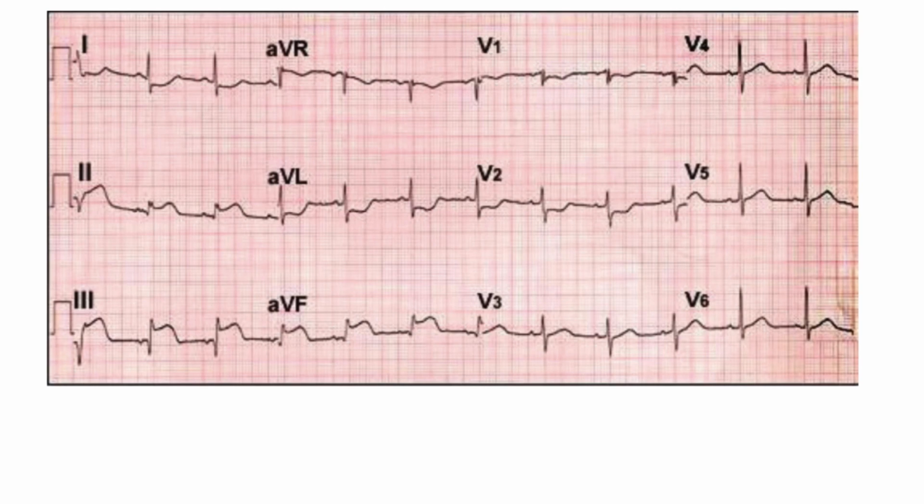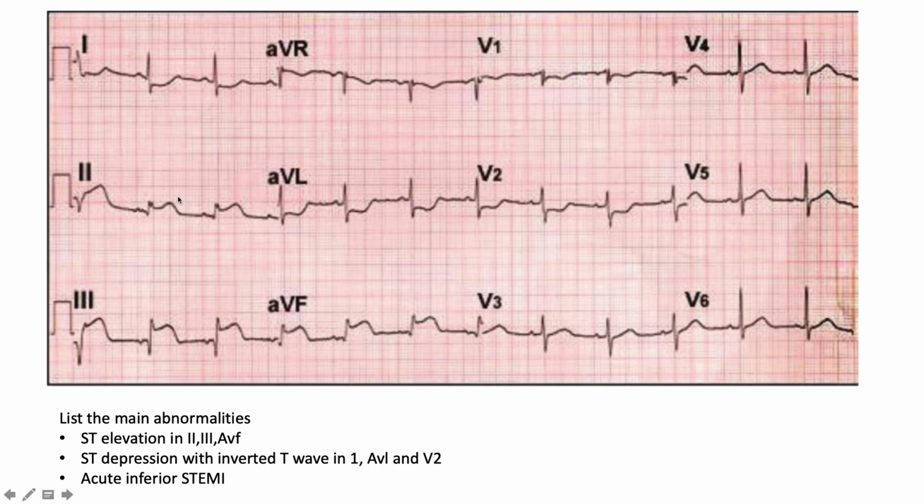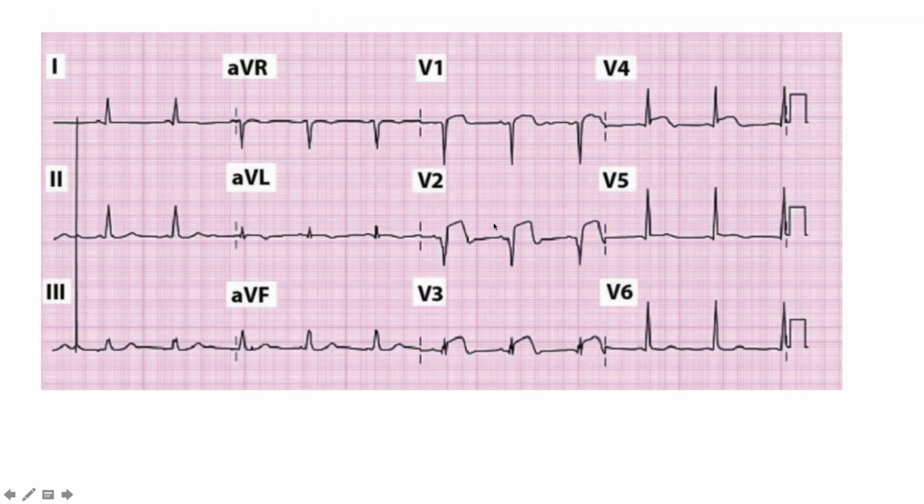Alrighty, what's happening here? Well, the main abnormalities we can see is ST elevation in the inferior territory, 2, 3, AVF. We also have ST depression with inverted T waves in the lateral territory, 1, AVL, and in lead V2. So this, my friends, is an acute inferior ST elevation MI.